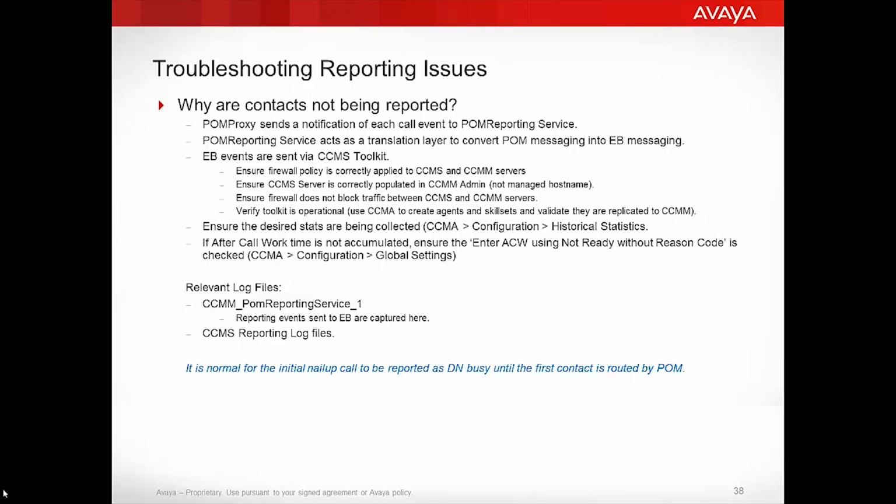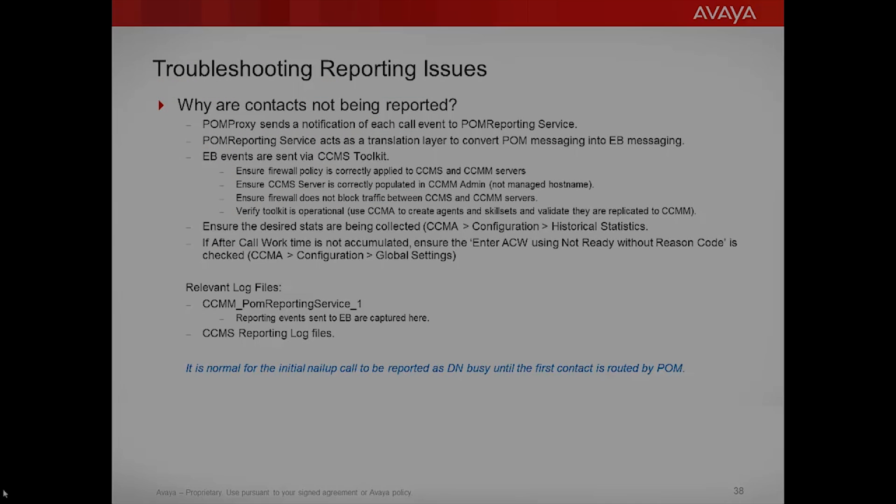The relevant log file to look at here is the POM reporting service log file on CCMM. All the reporting events that are sent to EB are captured there. And also look at the CCMS reporting log files for the corresponding messages. Now, it is normal for the initial Nailup call to be reported as a DN busy until the first contact is routed to POM.